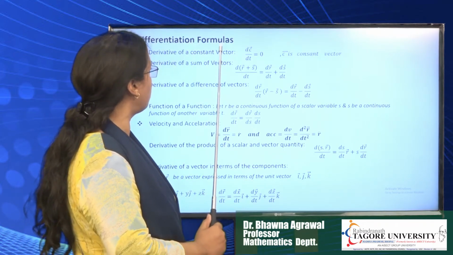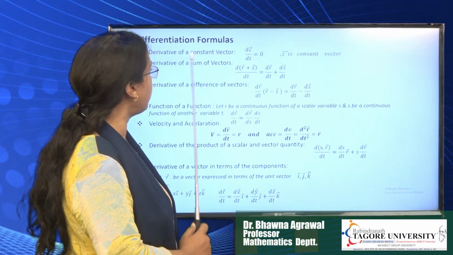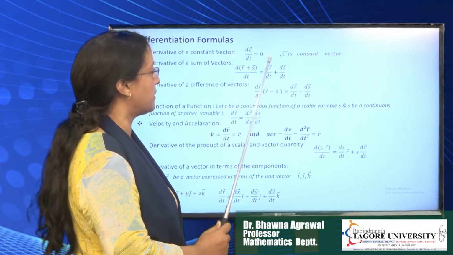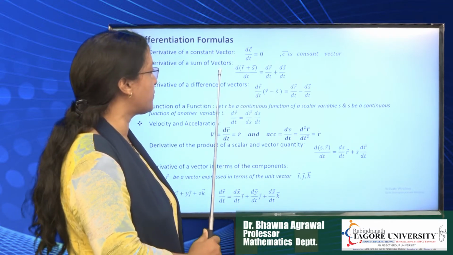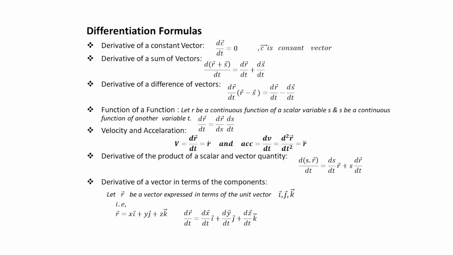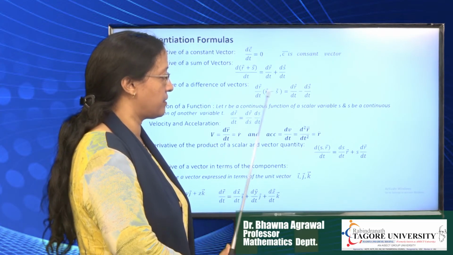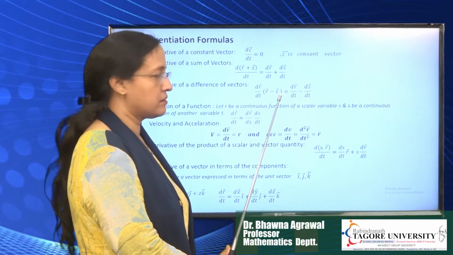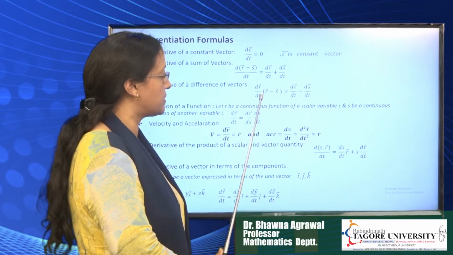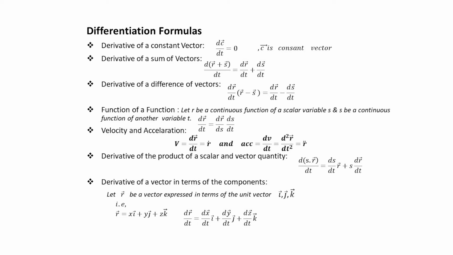Differentiation formulas. The derivative of a constant vector is always 0. The derivative of the sum of vectors is the derivative of the first plus the derivative of the second. The derivative of the difference of vectors has a minus sign. Using vectors r and s, adding or subtracting them and differentiating individually gives this result.